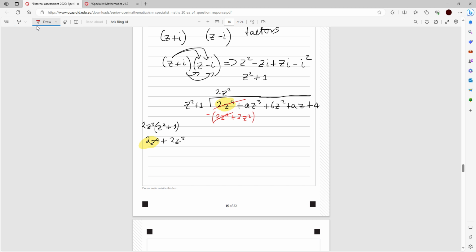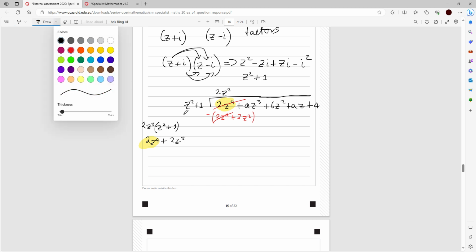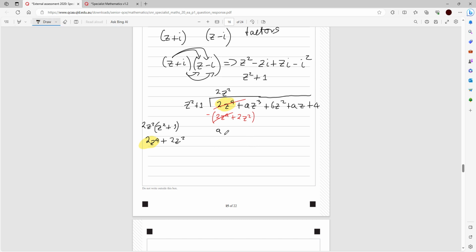And what we have, rewriting this down a line, is az cubed, so 6z squared minus this will be plus 4z squared plus az squared plus 4. So all I did was minus this from that, and this is what I've got. And now we do long division on this bit as well.